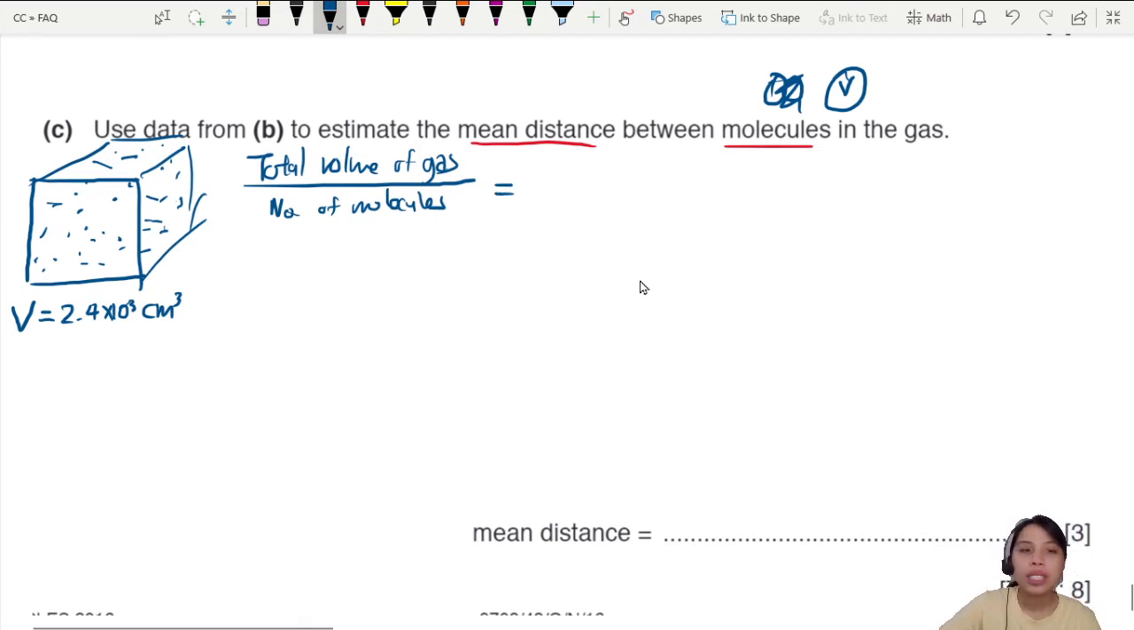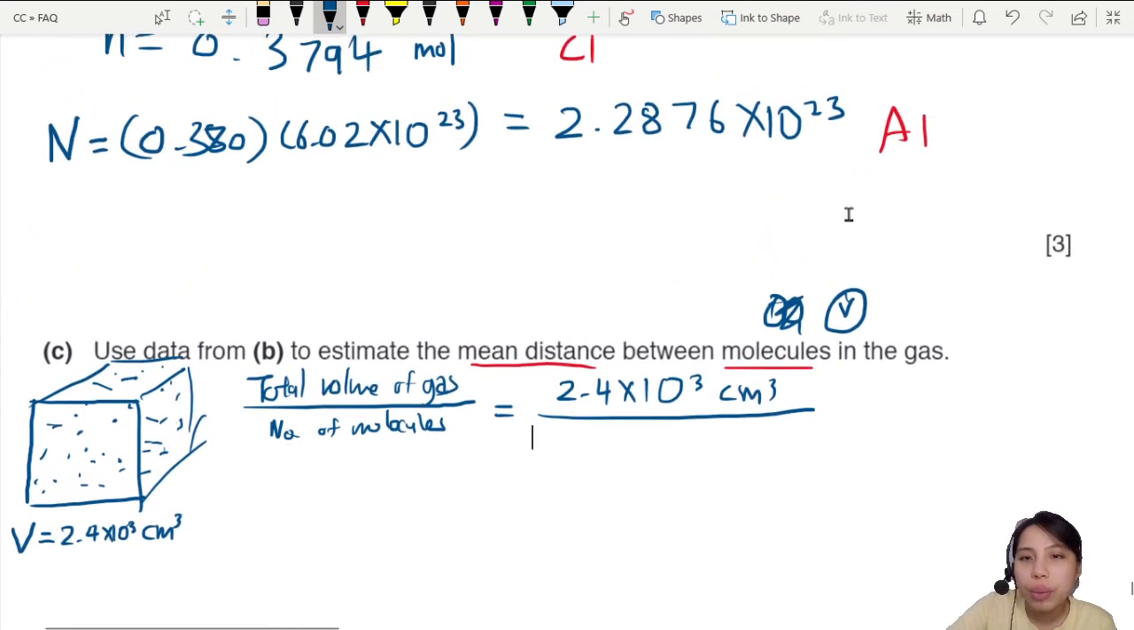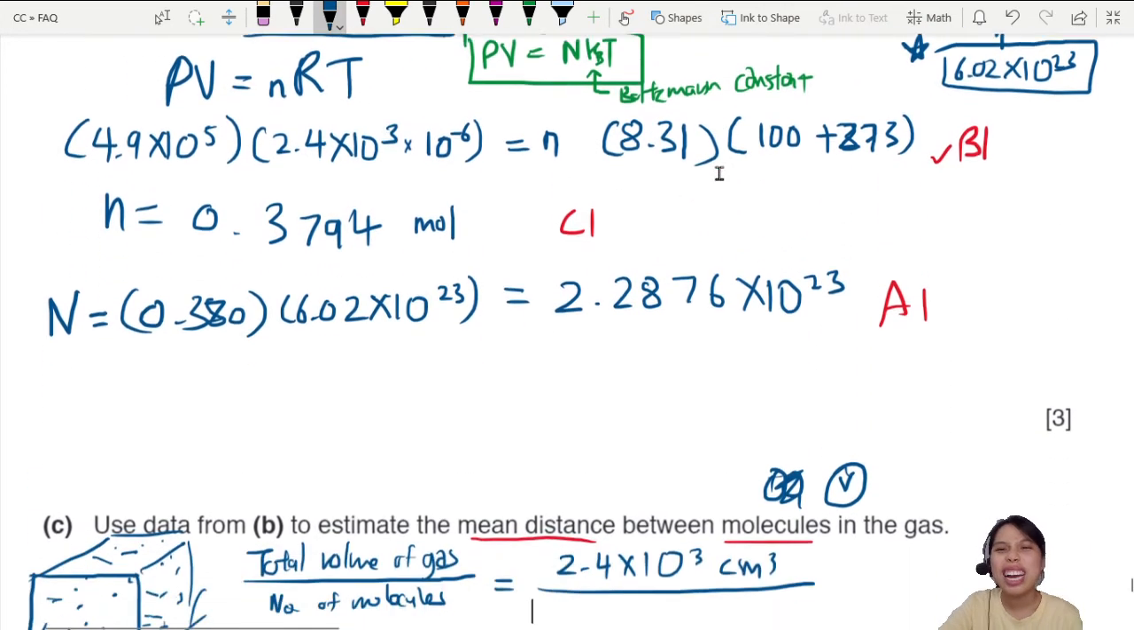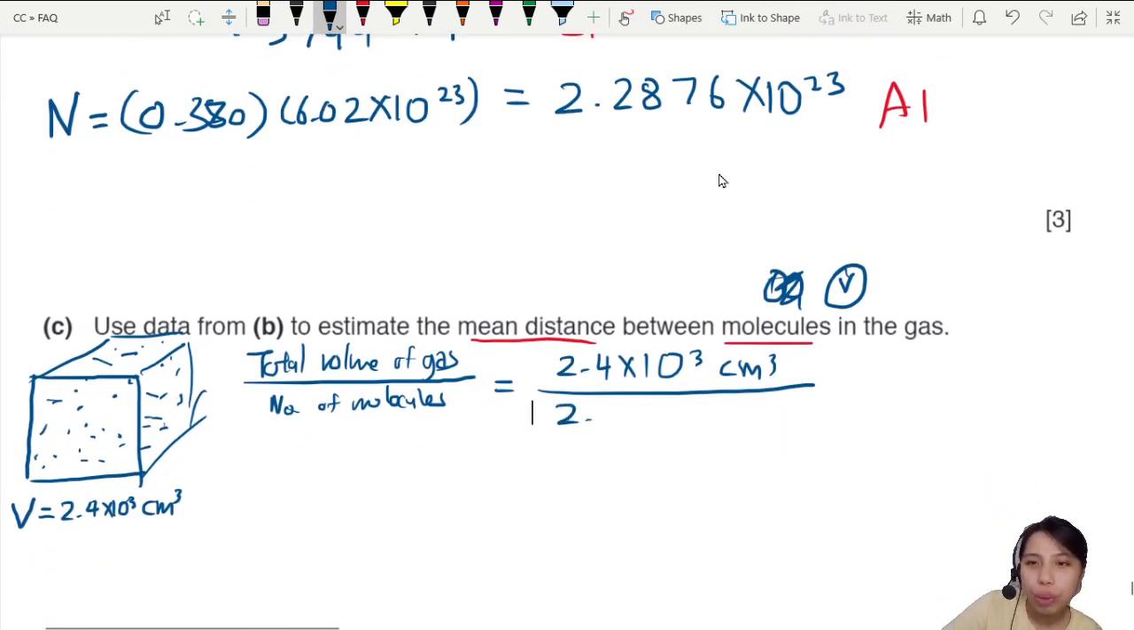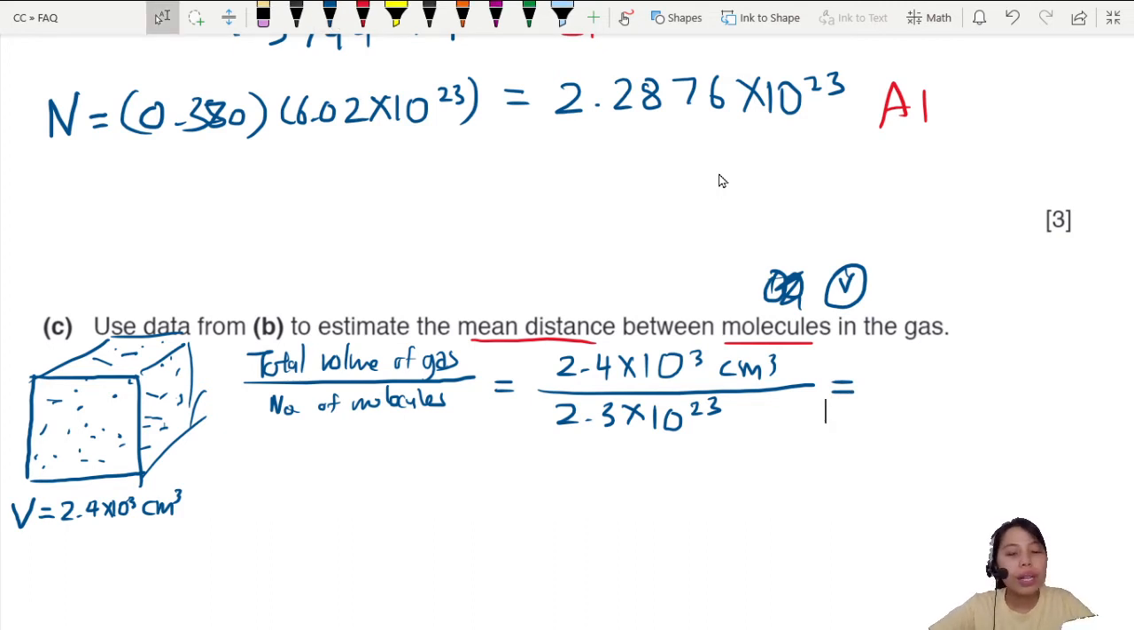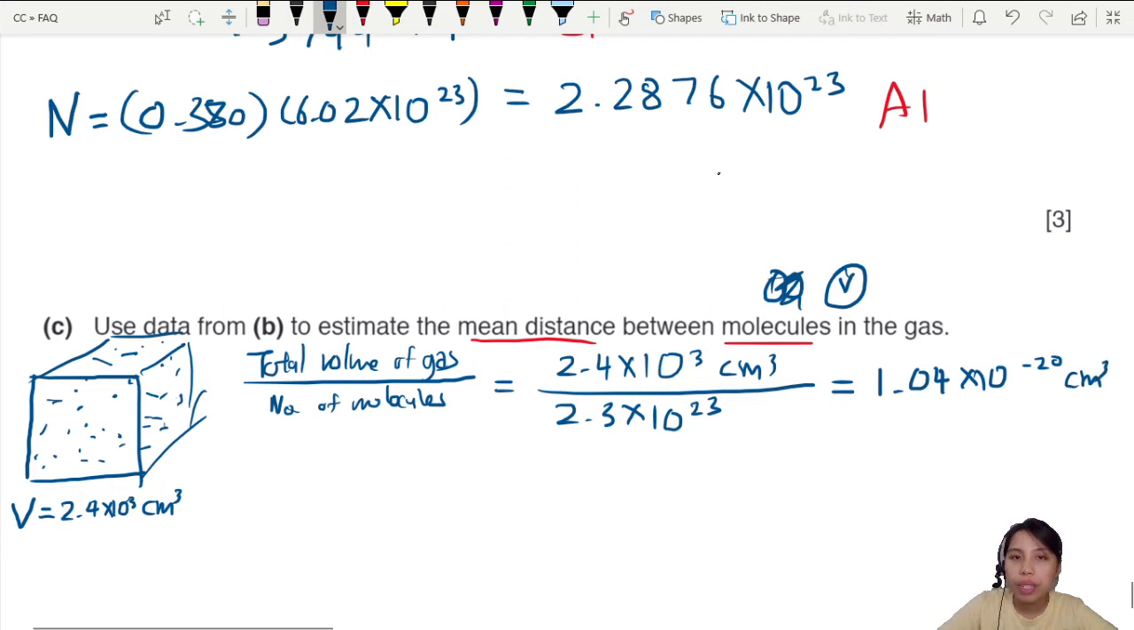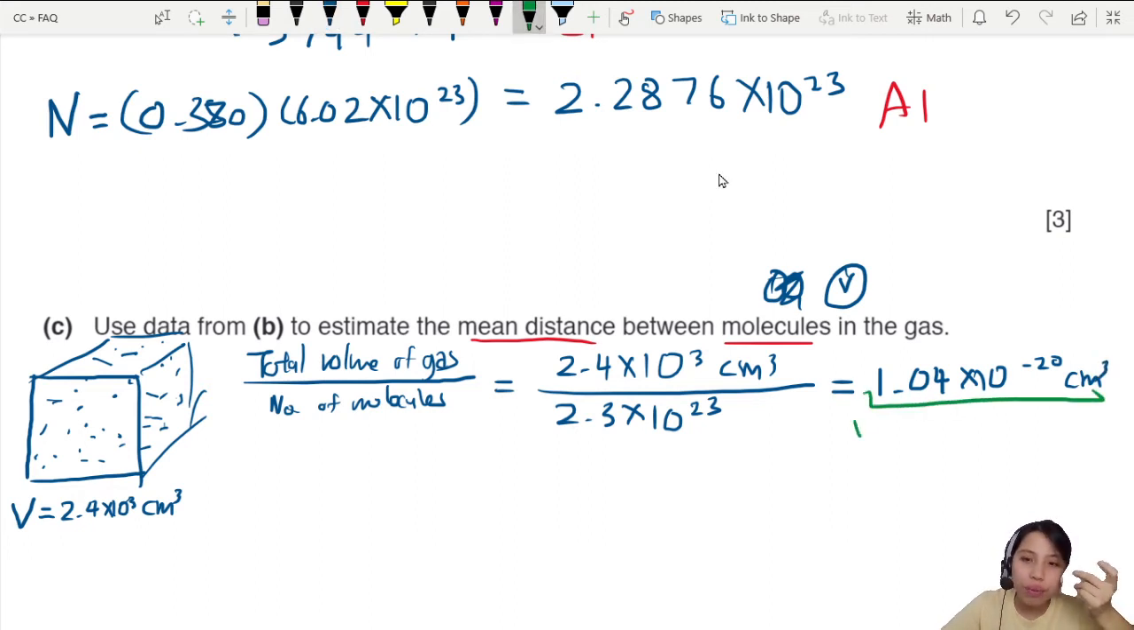Okay, so this will give me 2.4 times 10 to the 3. This is in cm cubed. And how many molecules are there? We just did this super long calculation, so I'm going to use 2.3 times 10 to the 23. Wow, that's a lot. So this will be about, calculator time, 1.04 times 10 to the negative 20 cm cubed. Now this number here is the average volume of each molecule in this container.